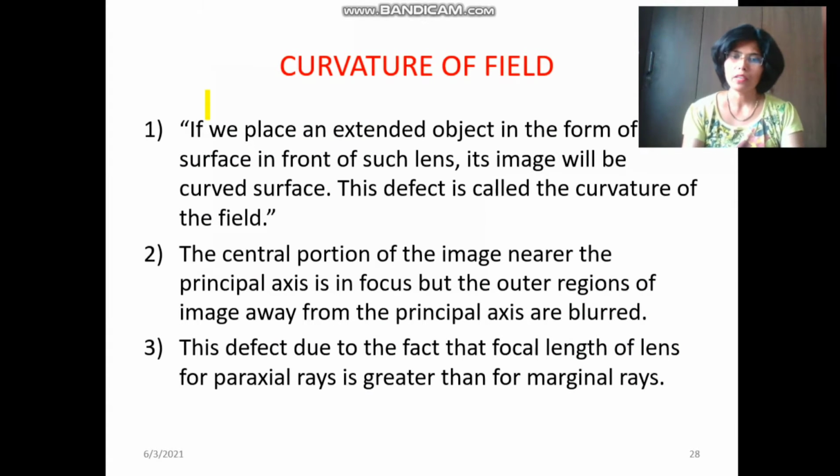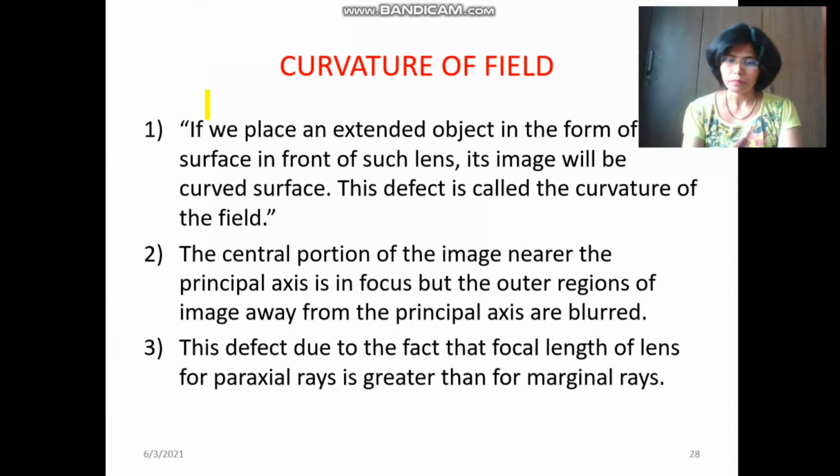Now friends, if the point object is placed in front of the lens which is free from the spherical aberration, coma, astigmatism, there will be one and only one point image, correct? However, if we place an extended object in the form of the plane surface in front of such lenses, its image will not be flat, but it will be a curved surface. This type of defect of image is called curvature of field.